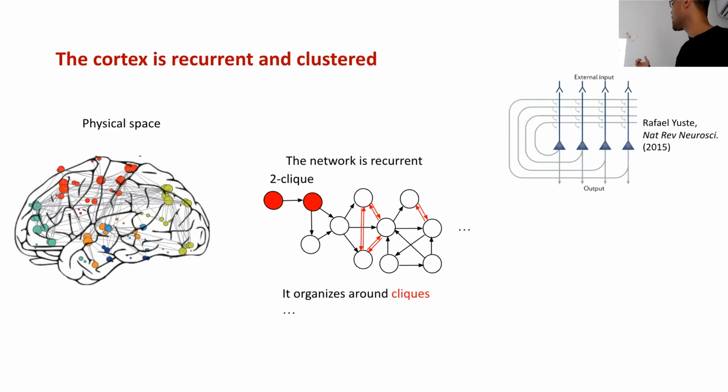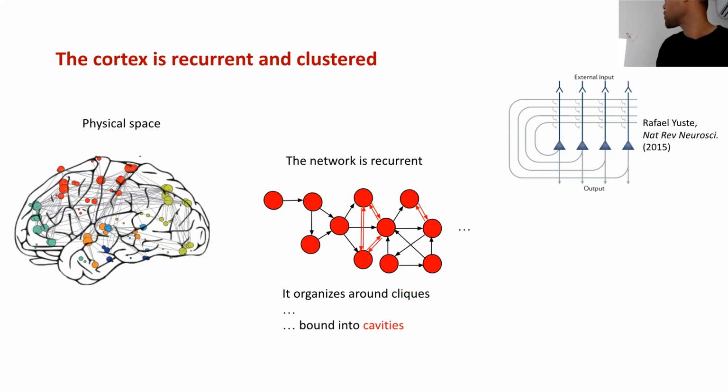And a recent study by Reimann in 2021 showed that there is also a particular organization around cliques. You have 2-cliques, where only 2 neurons are fully connected, or you have 3-cliques, 4-cliques, 5-cliques. Those are every time structures of fully connected neurons. And this structure organizes the cortex, and they bind together into what he calls cavities. Cavities are these entire structures that bind together a lot of cliques and have particular properties in terms of information propagation.